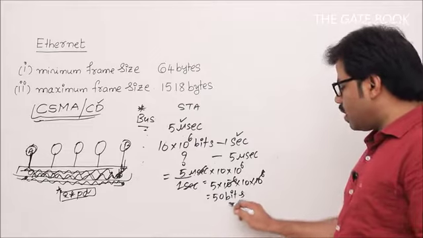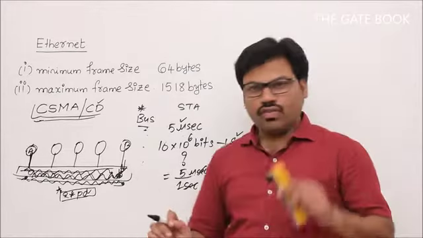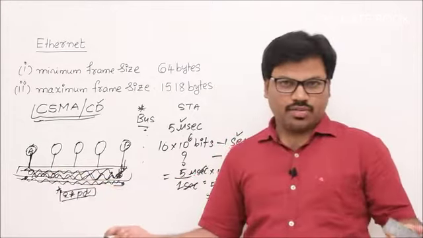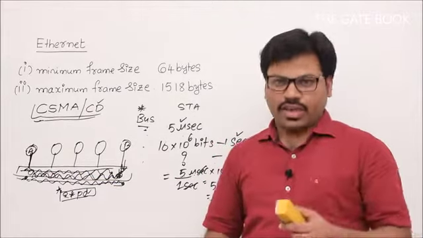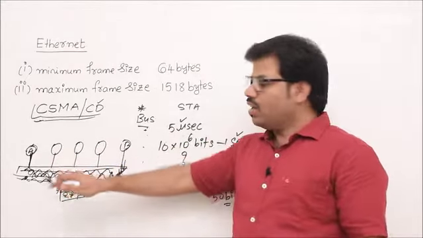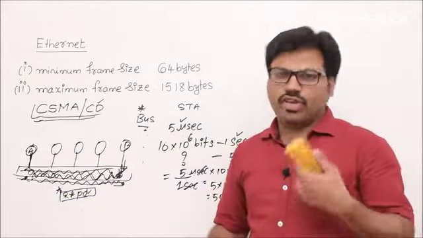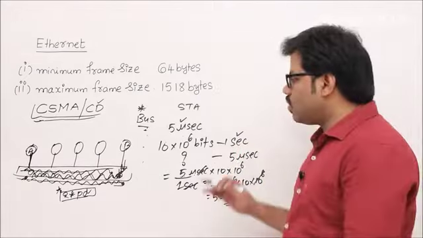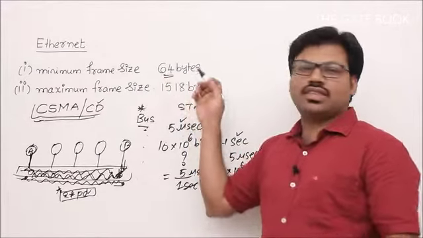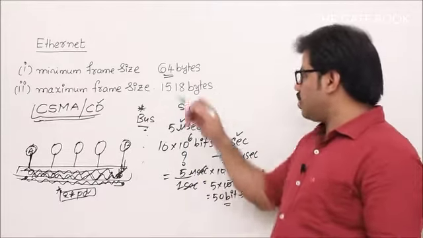So slowly you will understand that if you don't have 50 bits, then sometimes you can't detect the collision. So that's why, for safe operation, I can say that especially in this LAN, the minimum frame size should be 50 bits, isn't it? So that is the rough idea. But sir, why did they keep 64 bytes? We will see.